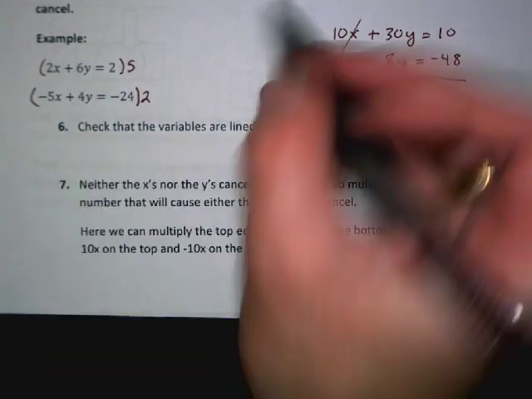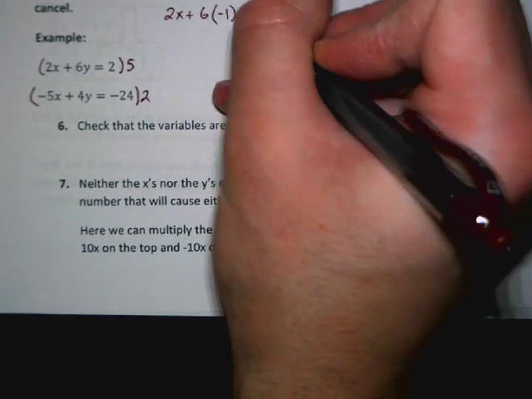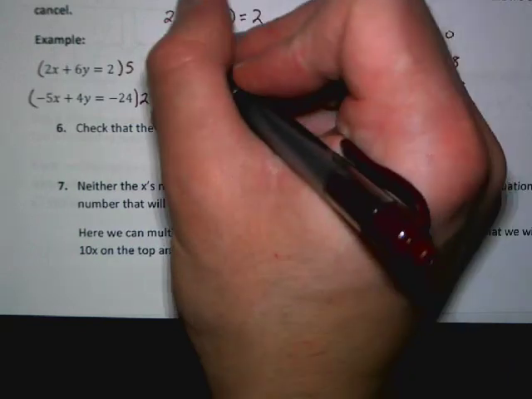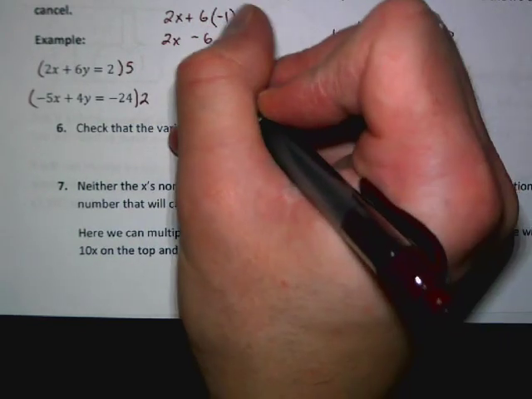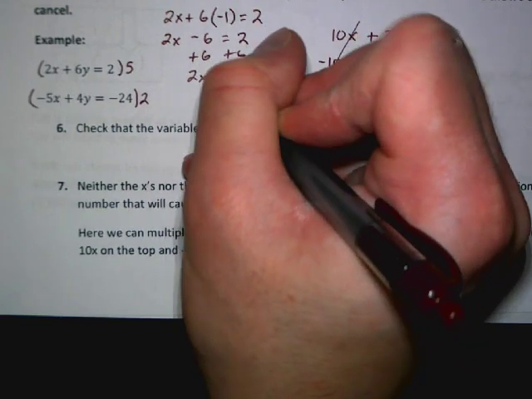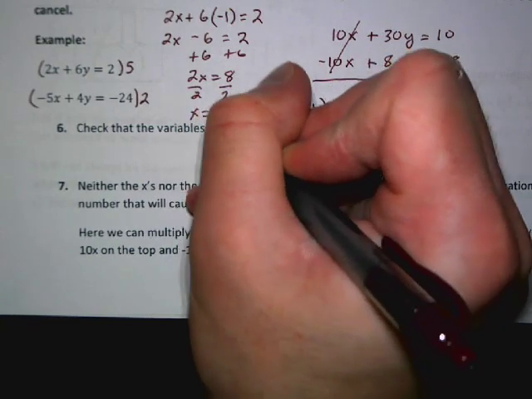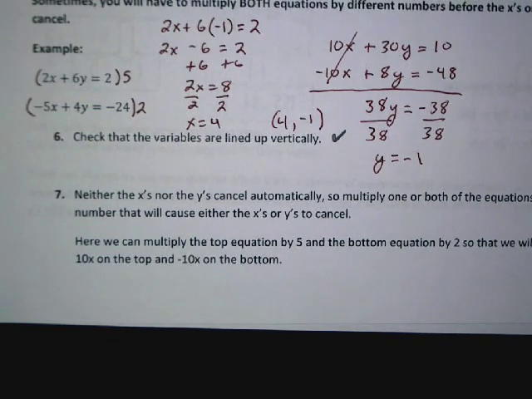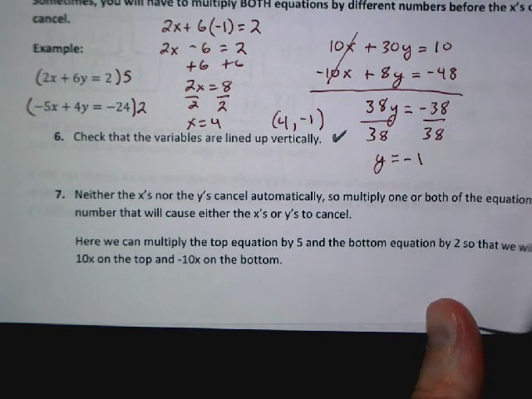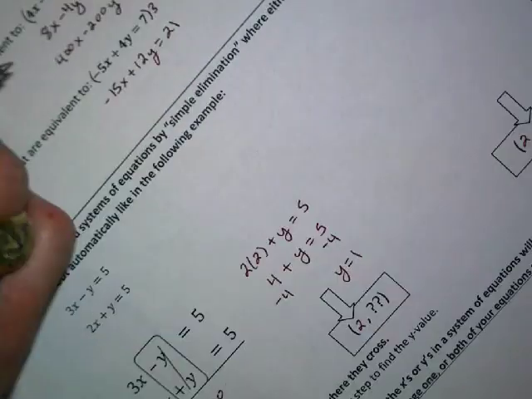If we plug it back in, I'm going to go back and use that very first equation. So 2x plus 6 times negative 1 for y now equals 2. So 2x, that becomes minus 6 equals 2. Then we'd add 6, get 2x equals 8, then divide by 2. And we get x is 4. So our solution would be 4, negative 1. So that would be as hard as one of these can get, where we have to multiply both equations by a number in order to make a pair cancel.